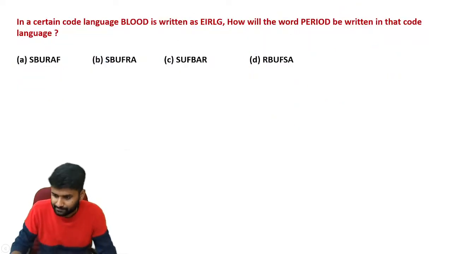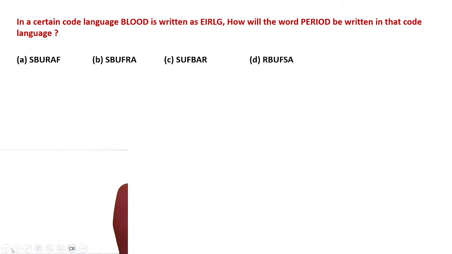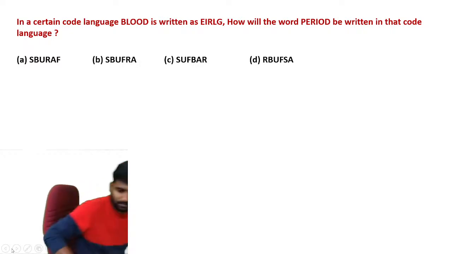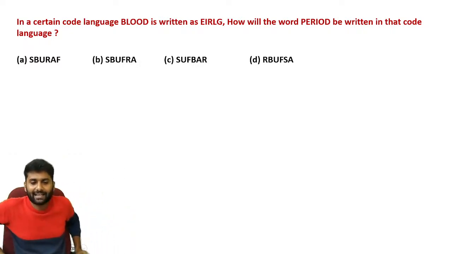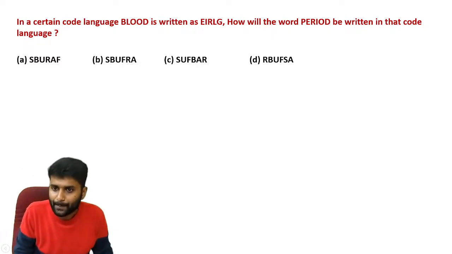Next, try to solve this question. In a certain code language, blood is written as EIRLG. Then how will the word period be written in that code language?